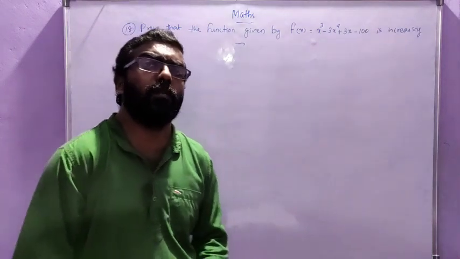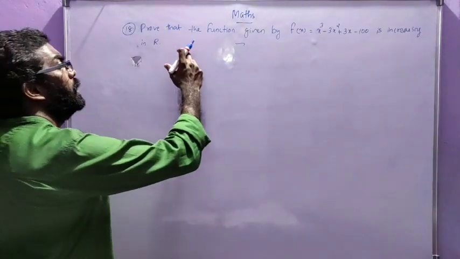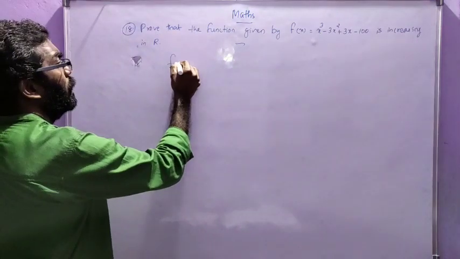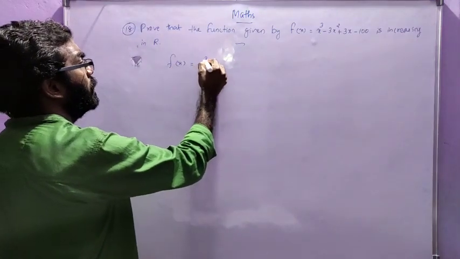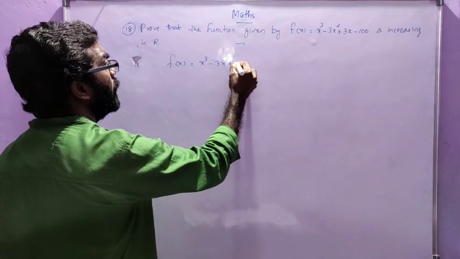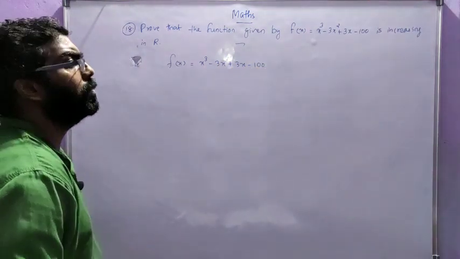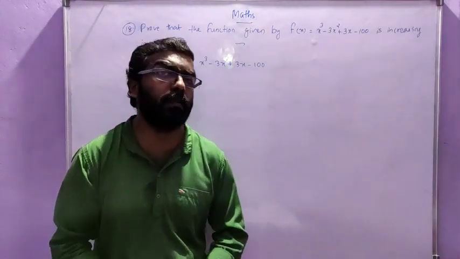Now we move on to question number 18. Prove that the function given by f of x equal to x cube minus 3x square plus 3x minus 100 is increasing in R. That means increasing in the set of real numbers.